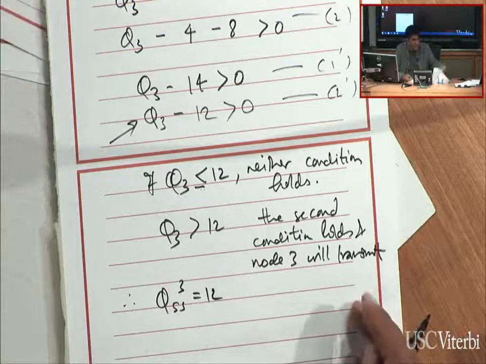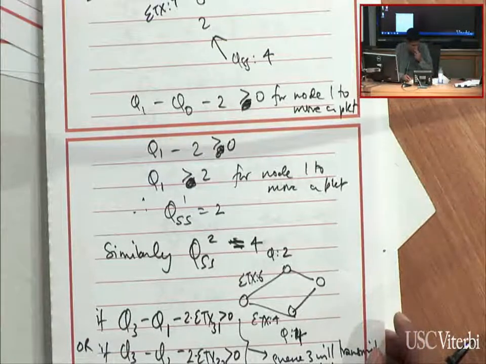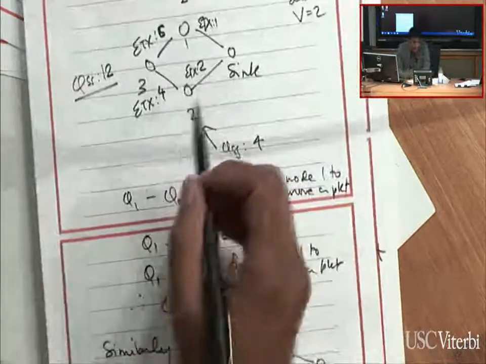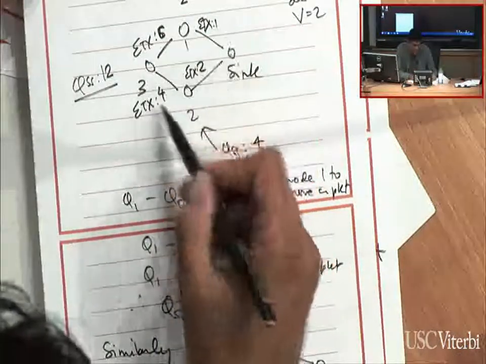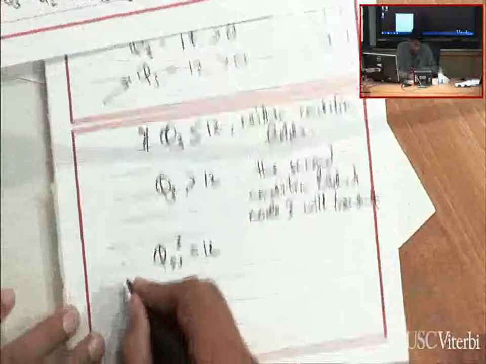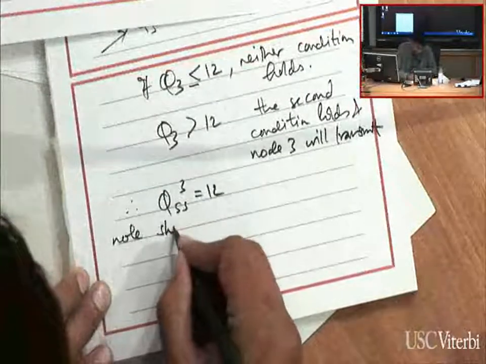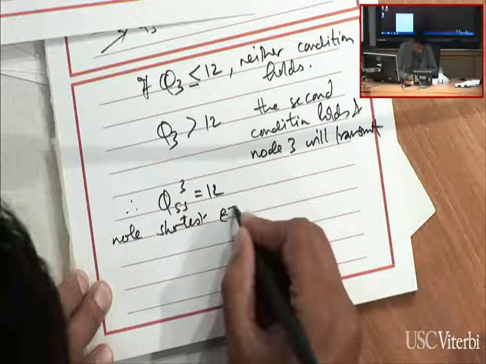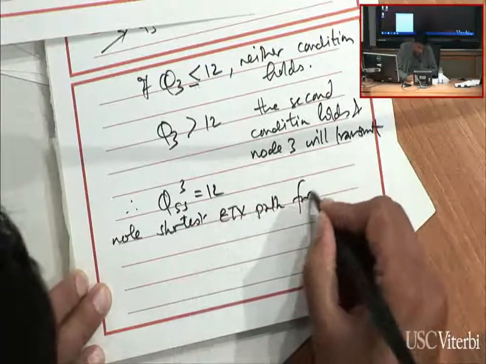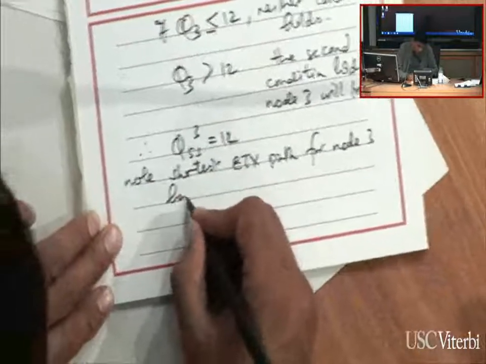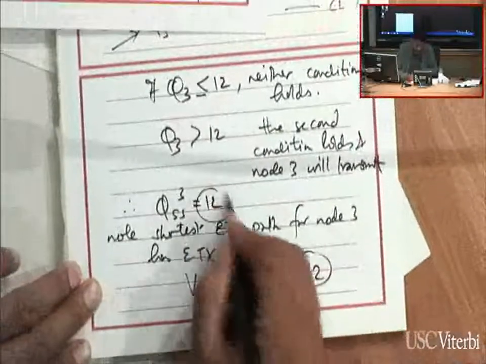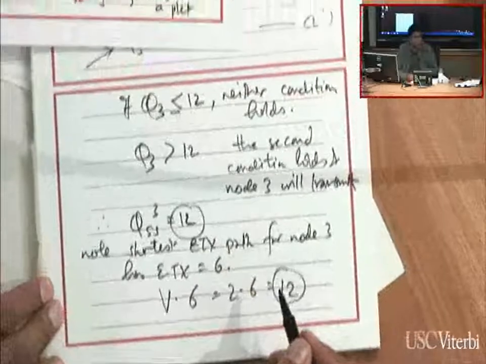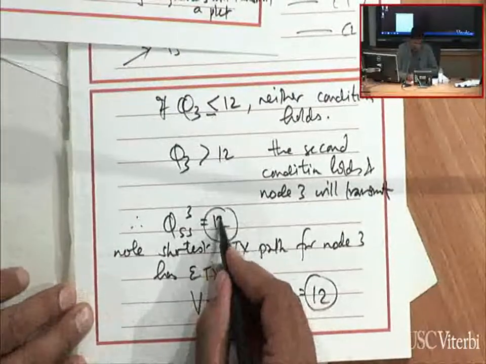Okay? Which is consistent with the fact that the smallest ETX path for node 3 is this path, because over here it takes 7, over here it takes 6. Okay? Note, the shortest ETX path for node 3 has ETX equal to 6, and then V times 6 equals 2 times 6 equals 12. So it's not a coincidence that these two numbers come out the same. Okay.